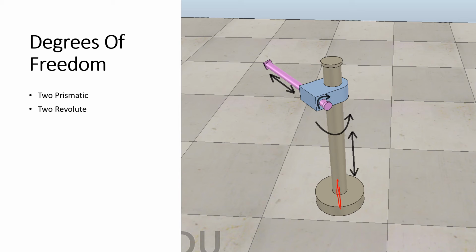Then a linear or a prismatic joint is placed between the pole and the main connector. So this is a prismatic joint. We have a third joint which is also a prismatic joint, which will be placed between the arm and the connector. So this helps the arm move within the connector front and back. We will have a fourth joint, which is a revolute joint, which will rotate the gripper at the end of the arm.